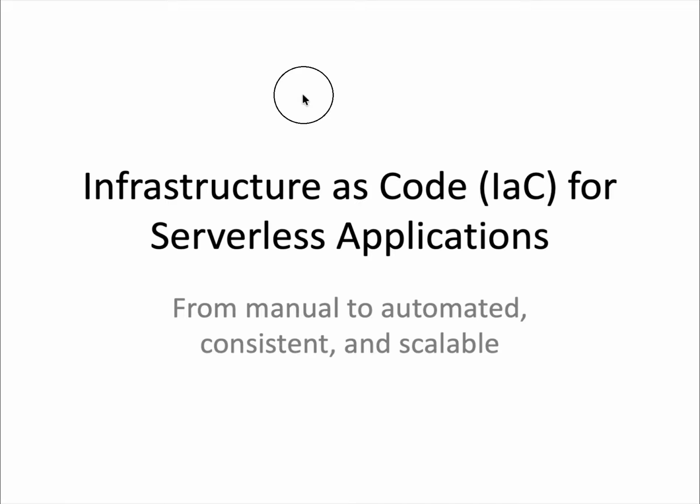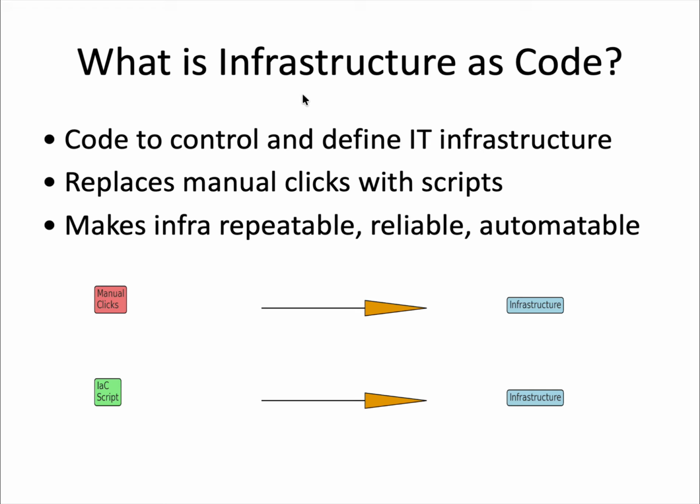And in this session, we're going to talk about infrastructure as code, or IaC, for serverless applications, and why it is essential when working with serverless applications at scale. This session will also help you understand the mindset and the practice that you can take your deployment from fragile to bulletproof. So, what is infrastructure as code?